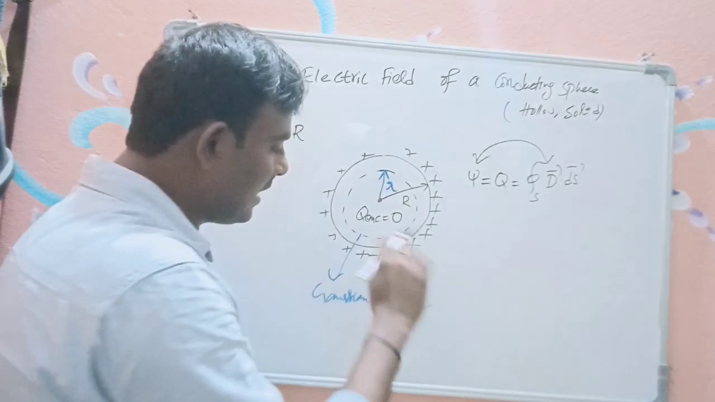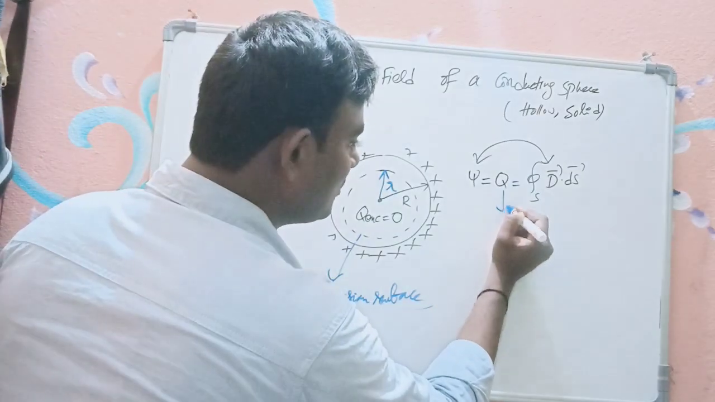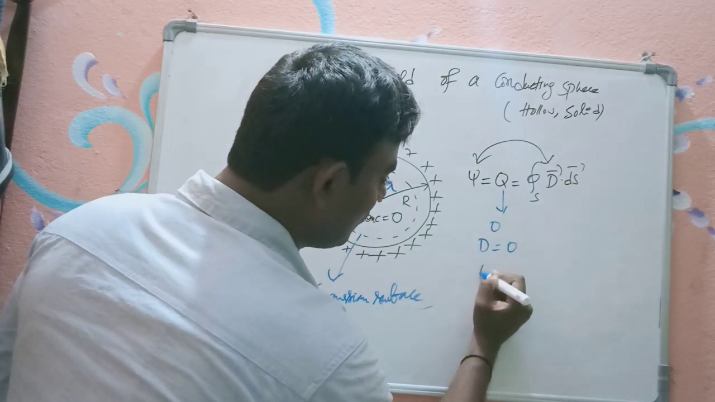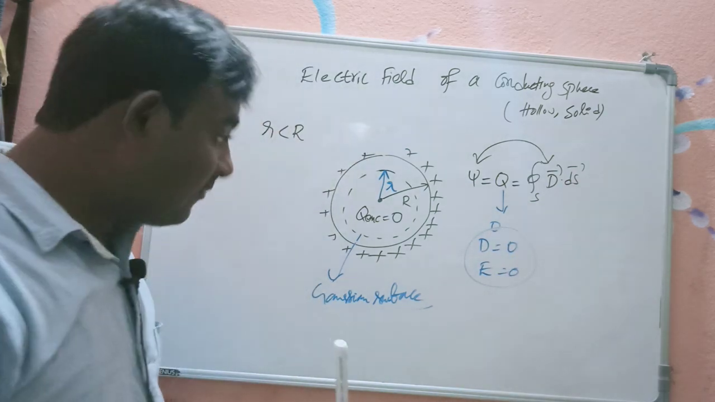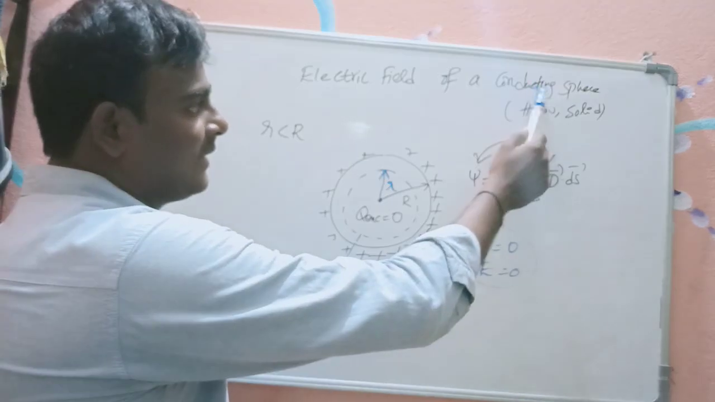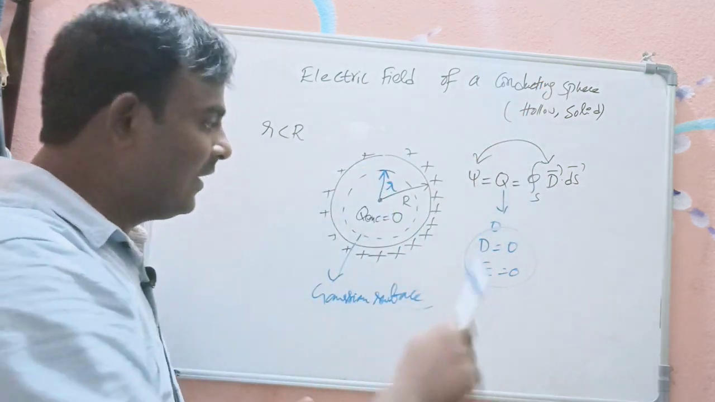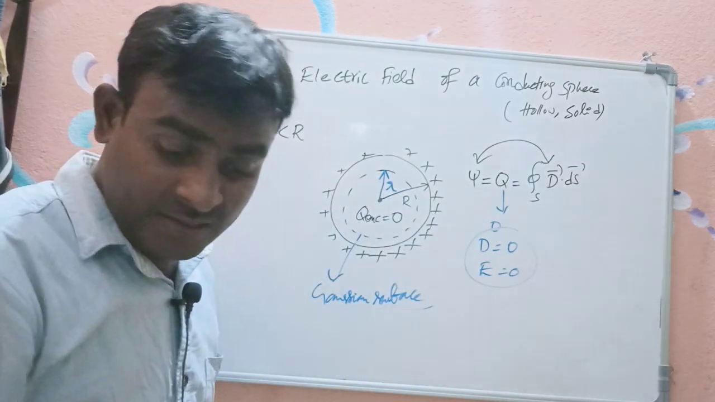There is no charge enclosed by this Gaussian surface. As this Q value is 0, D value is also 0. As D is equal to 0, E is also equal to 0. So now what we can understand from this is, for a conducting sphere which is a hollow or solid, there is no electric field inside the sphere. You have only the electric field outside the sphere.